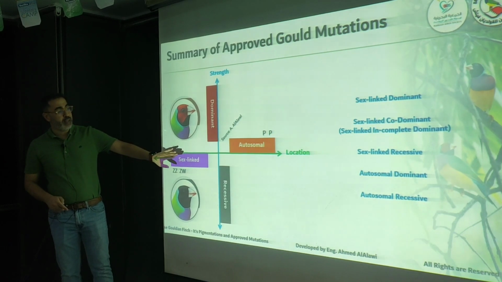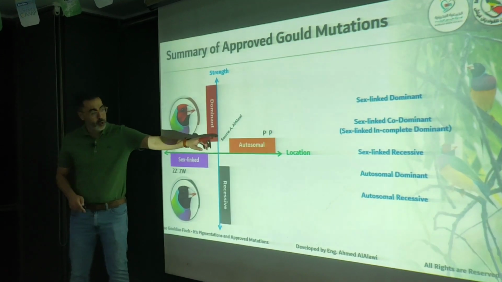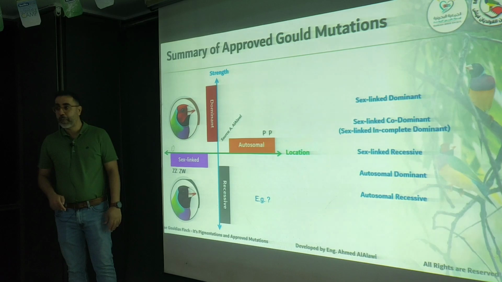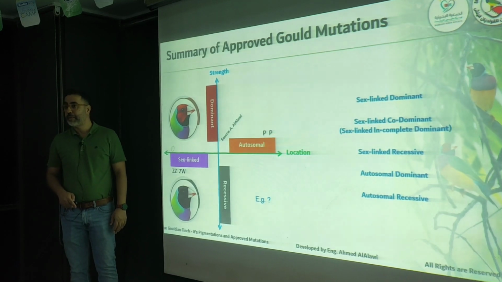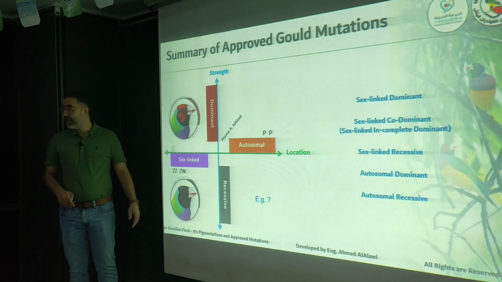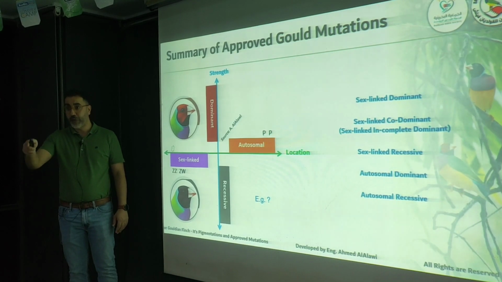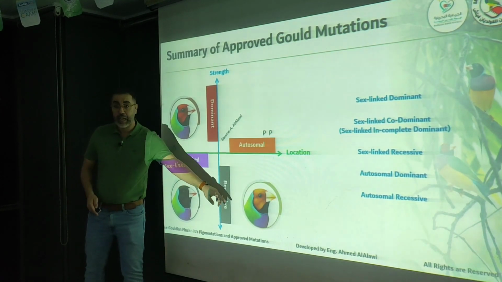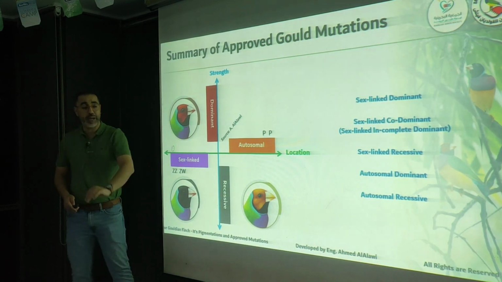Can I also have an example of autosomal recessive? Blue back. Yellow head. Blue back. Yellow head. Blackhead. Yellow head is also correct. Yellow head, excellent. And blue back, what you said is also correct.